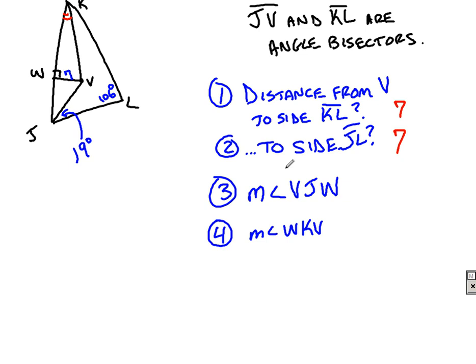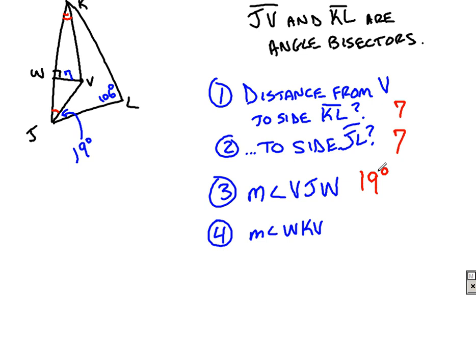Okay, next, measure of angle VJW. Angle VJW is this angle right here. Well, we know this small angle is 19, and this is an angle bisector. So because of that, they both must be the same. They both must be 19 degrees.